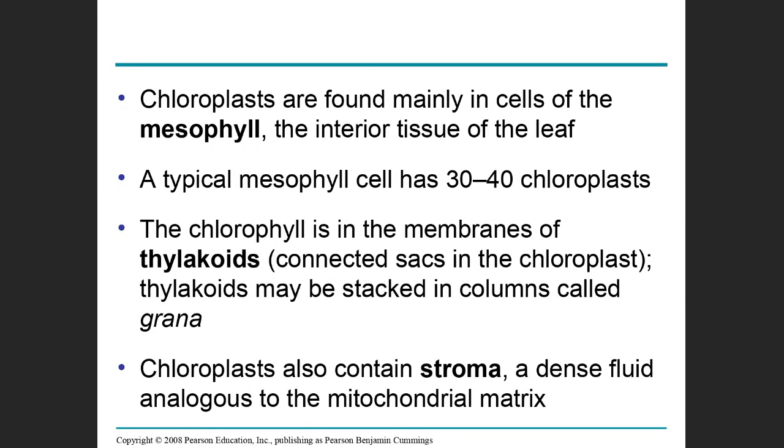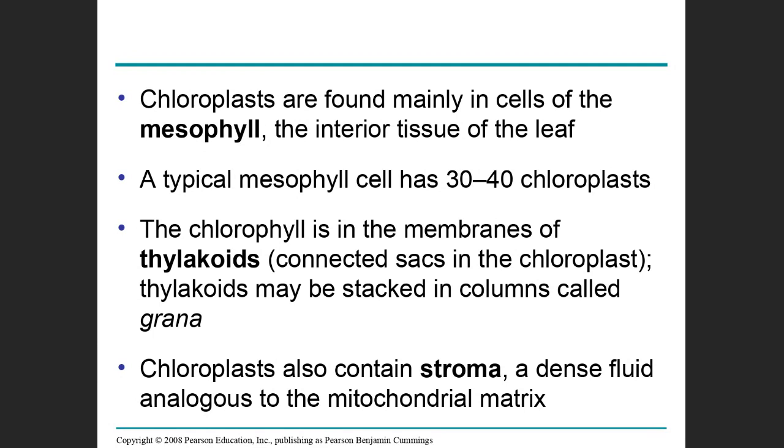A typical mesophyll cell has about 30 to 40 chloroplasts. That's a lot of chloroplasts per cell. And the chlorophyll is in membranes of the thylakoids. So we have membranes inside the chloroplast, which are analogous to the inner mitochondrial membrane. Although in this case, the membrane is not folded, it's organized into sacs, like little bags, and they're called the thylakoids. And when you have a bunch of these thylakoid sacs all stacked together, they refer to those as grana.